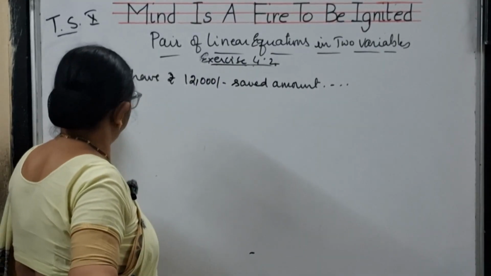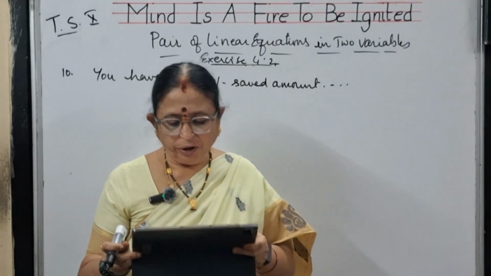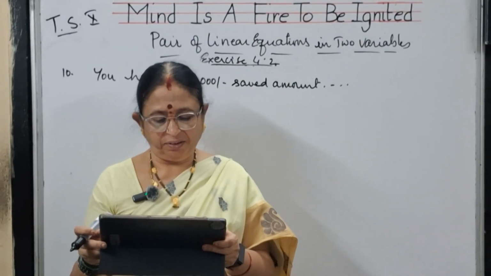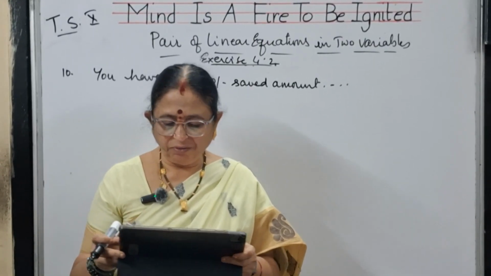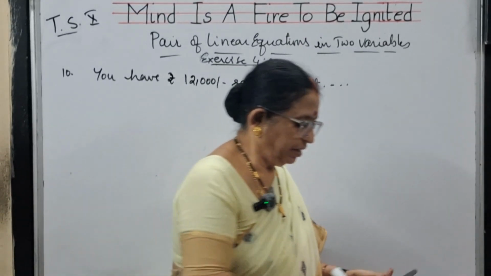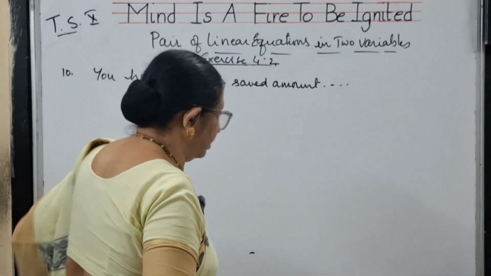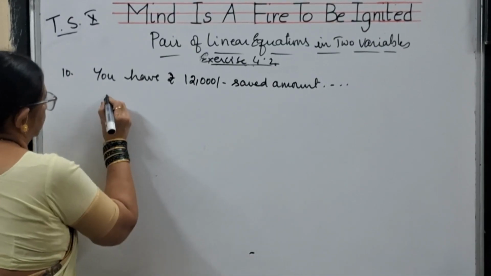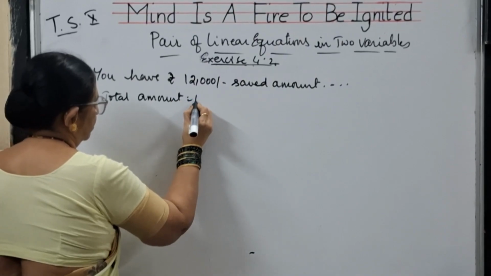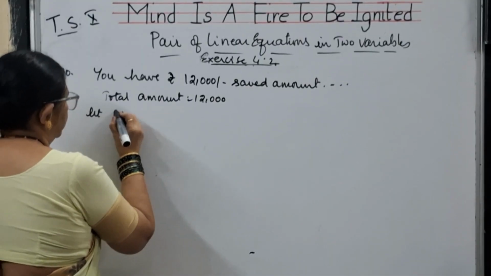You have 12,000 saved amount and want to invest in two schemes yielding 10% and 15% interest. How much amount should be invested in each scheme so that you should get an overall 12% interest? So let us say that the total amount is 12,000 rupees.